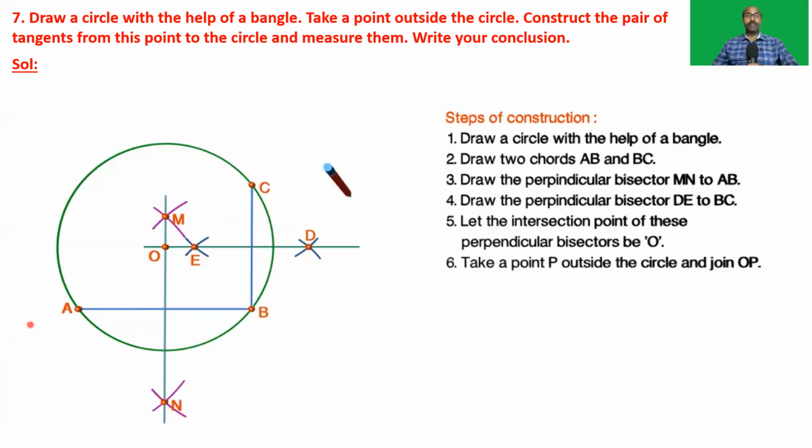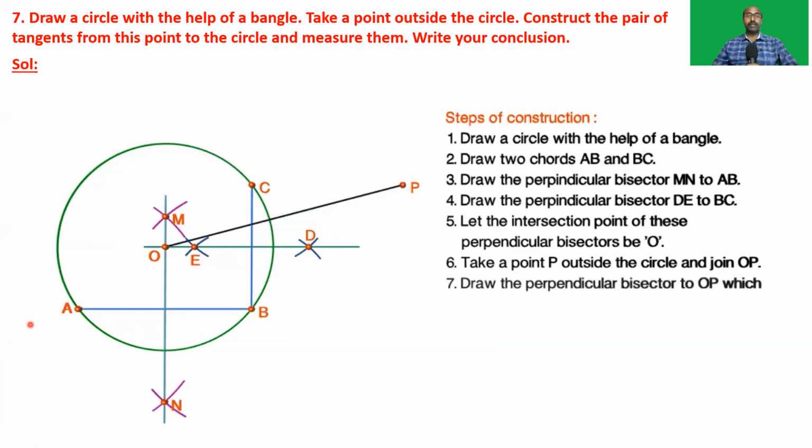Now the remaining process: take a point P outside the circle and join O and P, and draw the perpendicular bisector to OP, which bisects it at T. So now I am drawing the perpendicular bisector to OP. Here the process is the same as in previous problems.